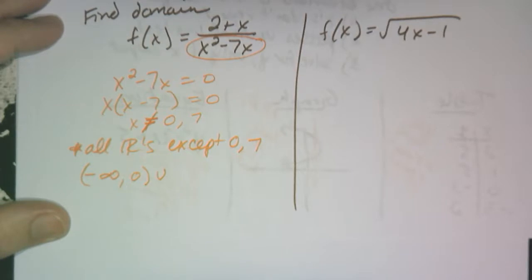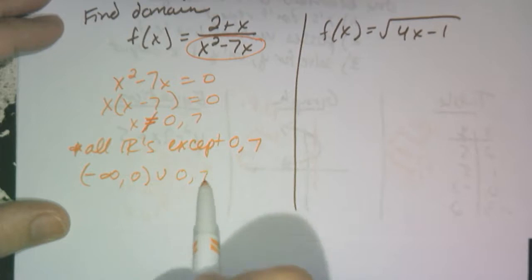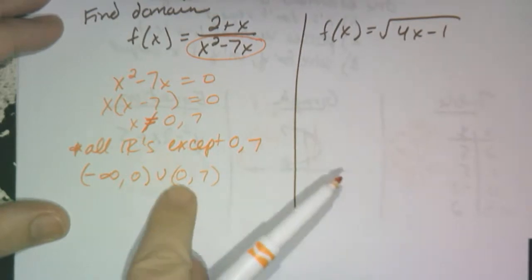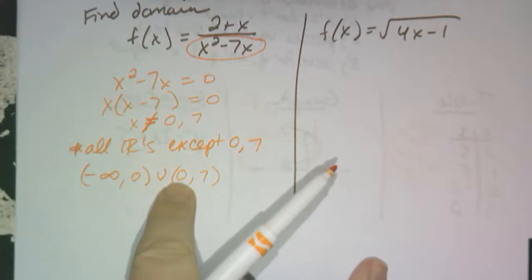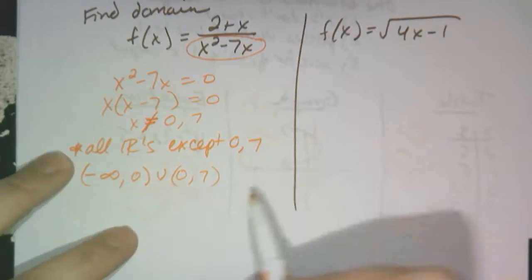1 to 6. I know, that's what everybody always says. Well, actually, no, you write 0 to 7 with parentheses. You're saying not including, meaning I can get really, really close to 0, but I can't be 0. So that's why we put those parentheses.